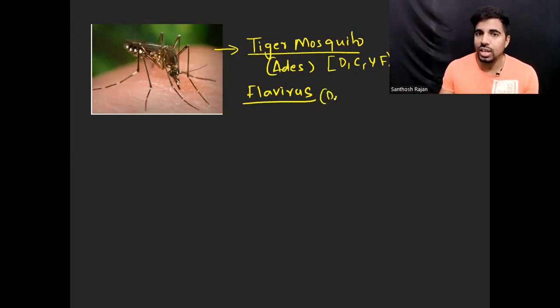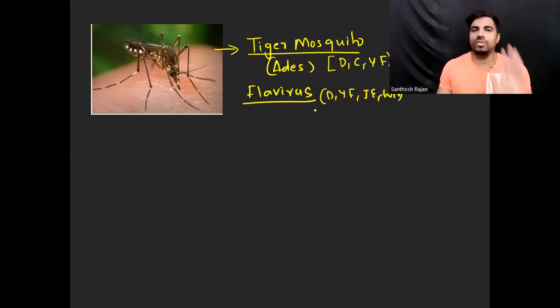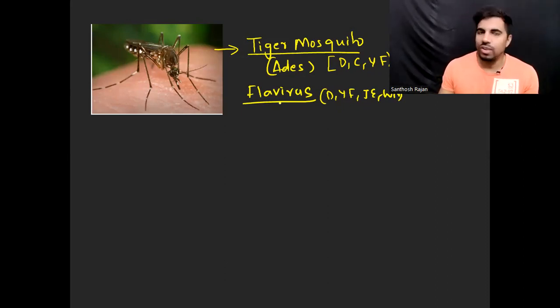Flavivirus also causes dengue, yellow fever, Japanese encephalitis and West Nile, but I'm just briefing it. All these fever diseases come under flavivirus. So flavivirus, that's one thing.